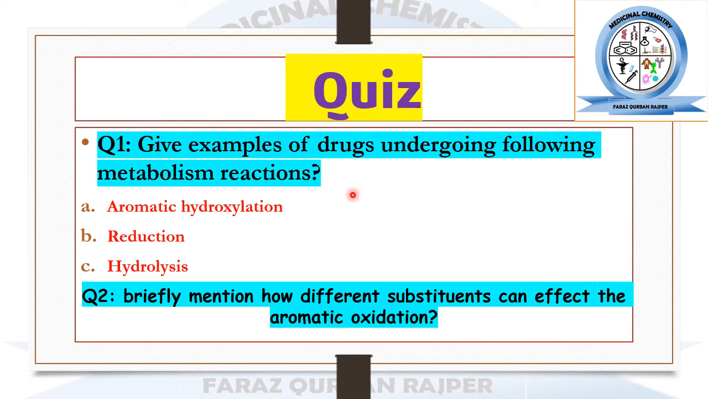Now let's have a quiz. These are some basic questions from this lecture. For your self-evaluation, you have to attempt the answers to these questions in the comment section, and you may also ask questions relating to this lecture. Question number 1. Give an example of a drug that undergoes the metabolism reactions of aromatic hydroxylation, reduction and hydrolysis. Question number 2. Briefly mention how different substituents can affect aromatic hydroxylation.